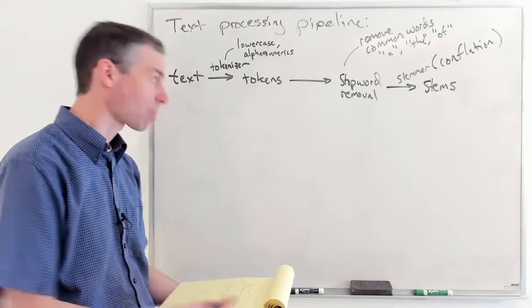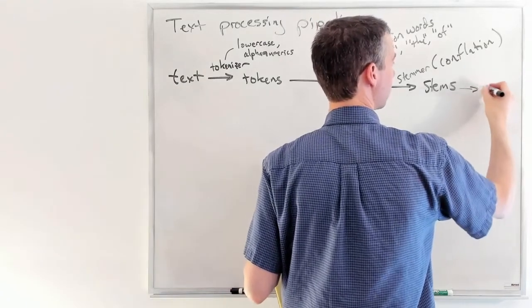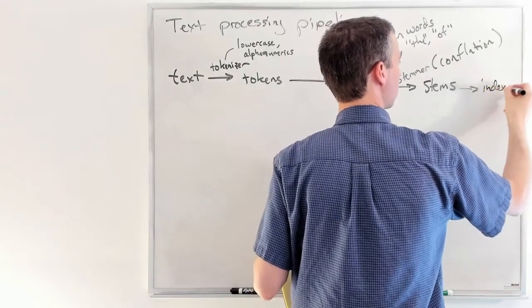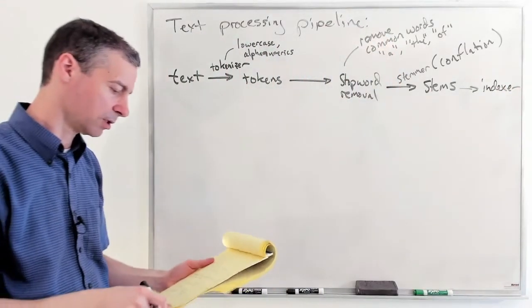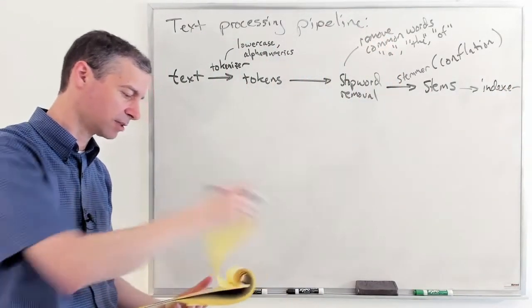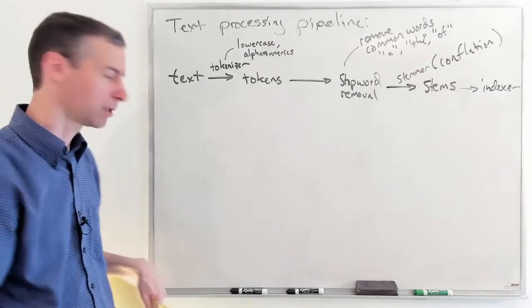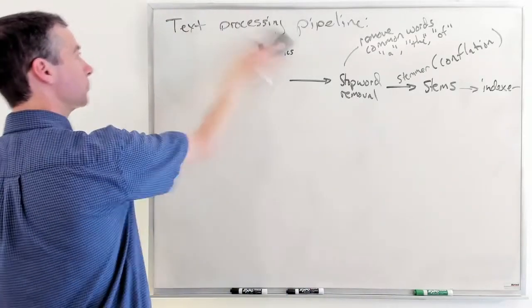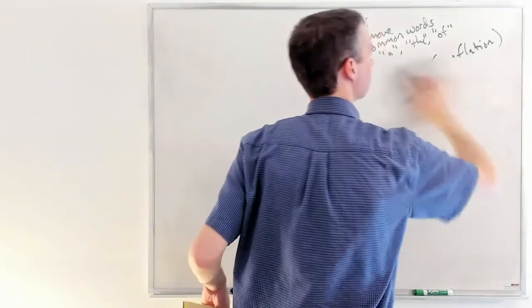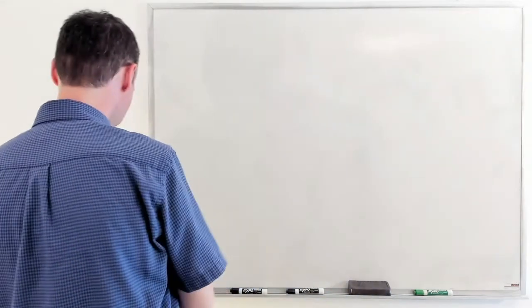And then the final result heads off to our indexer, the thing that's going to build the index for our system. The primary purpose of the index is to speed up the running of the ranking algorithms. All right, so that's the basic pipeline.